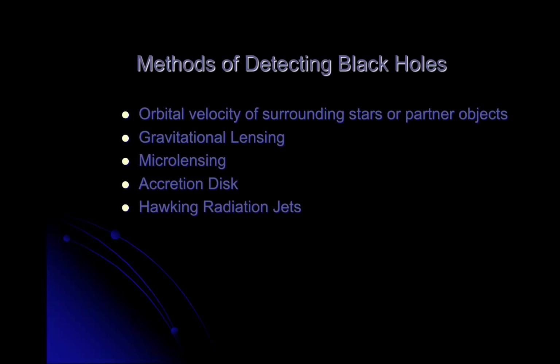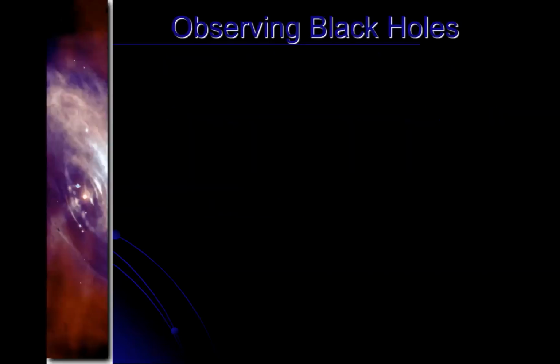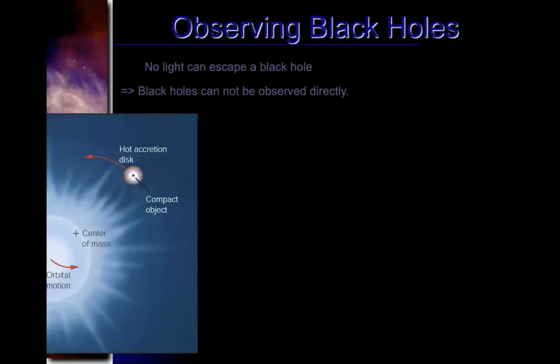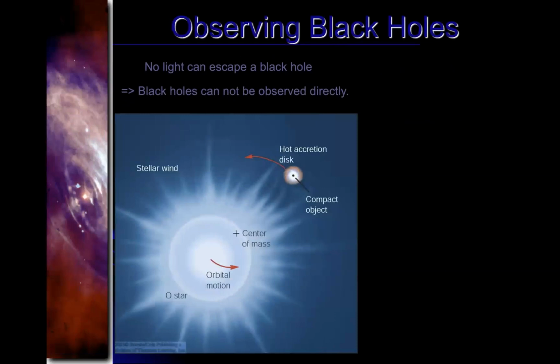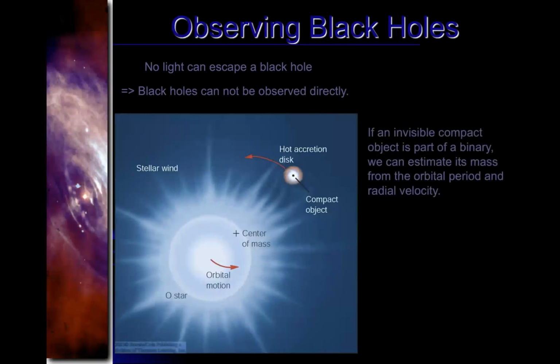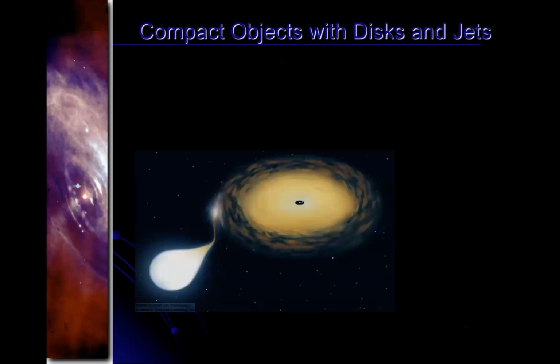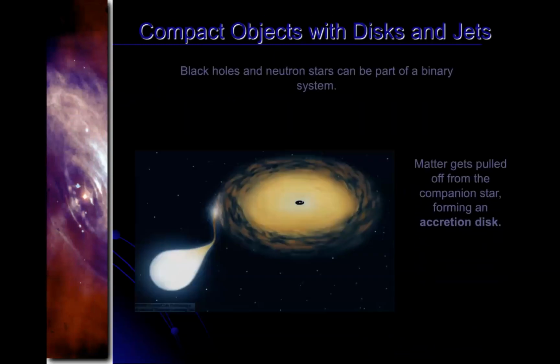There's microlensing, and then there's the accretion disk and Hawking radiation jets, which also give away the position of a black hole. Right, these are just more detailed explanations of the different ways of observing black holes.